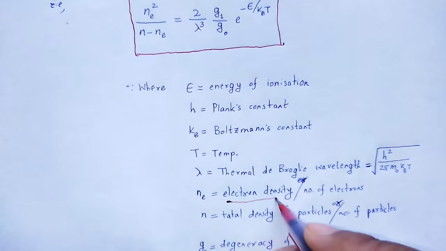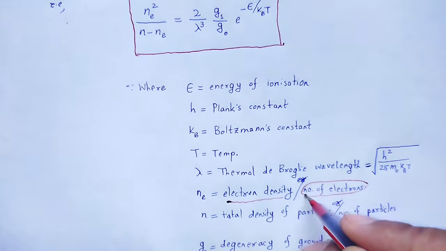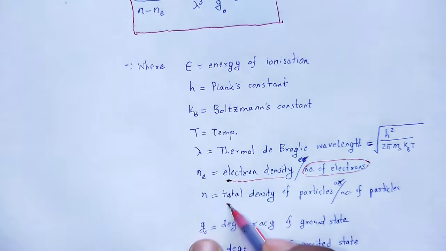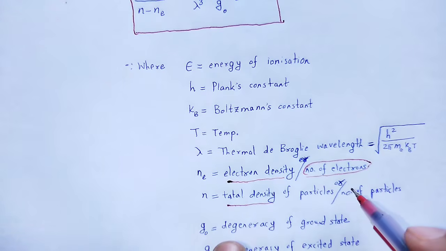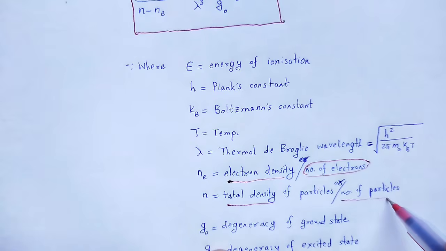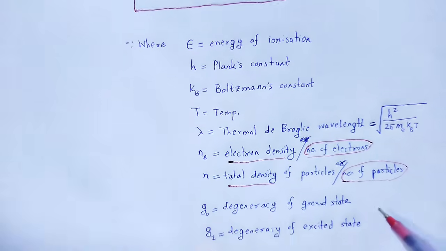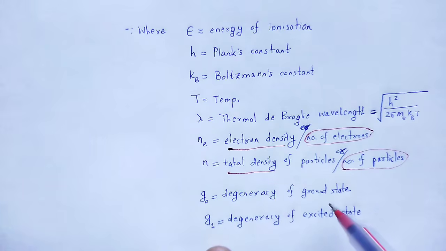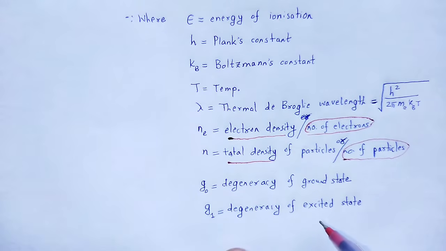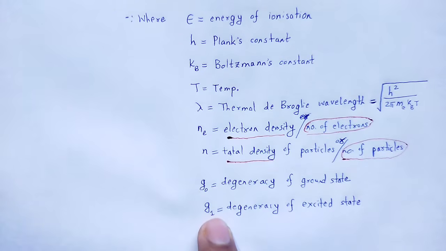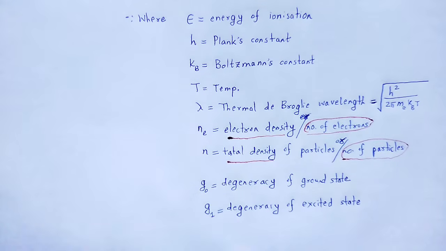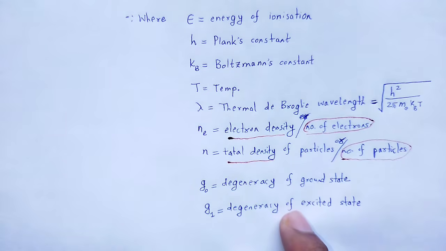and n_e is the electron density, or we can say the number of electrons, either in terms of density or in terms of number, and N is either the total density of the particles present in the system, or we can say the number of particles. g0 is the degeneracy of the ground state and g1 is the degeneracy of the excited state. As we consider a two energy level system, one is the ground state and another one is the excited state, the first excited state, which again has g1 number of degeneracy.